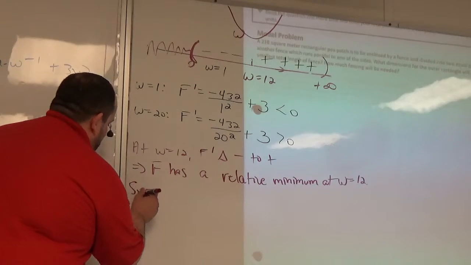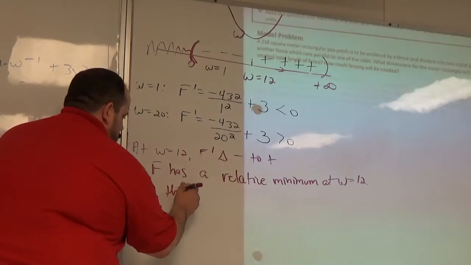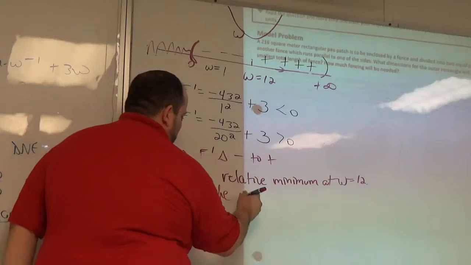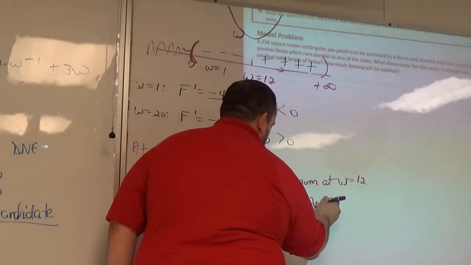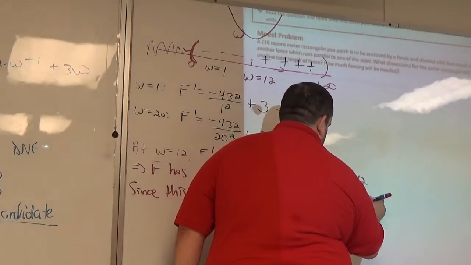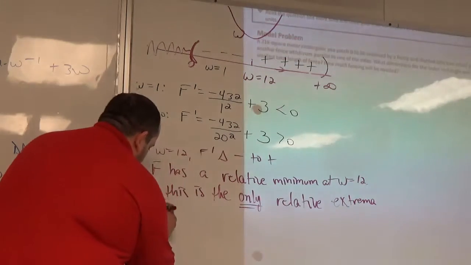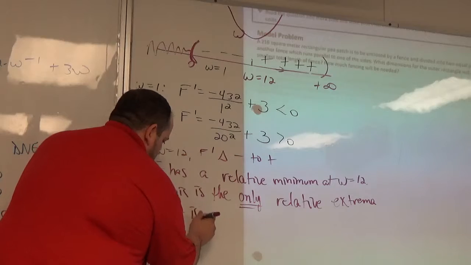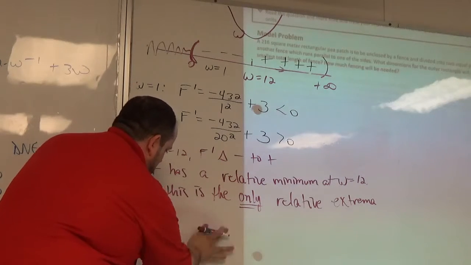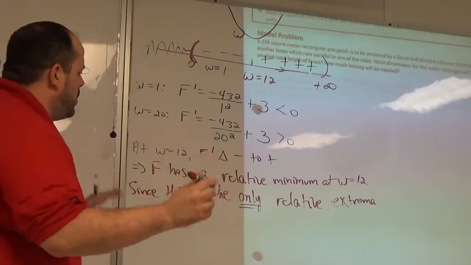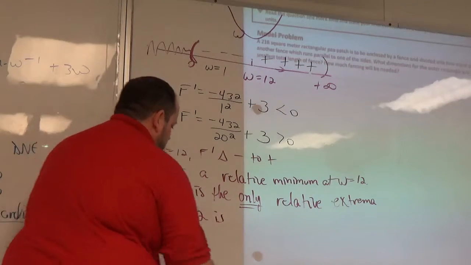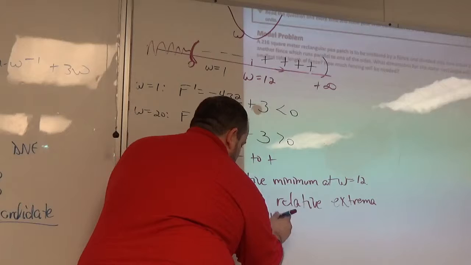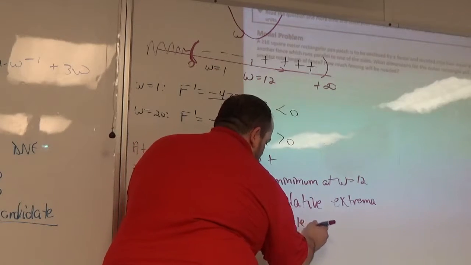You're going to have to end this with, since this is the only relative extrema, this implies it is... Okay, I'll take a 300. W equals 12 is the absolute minimum.